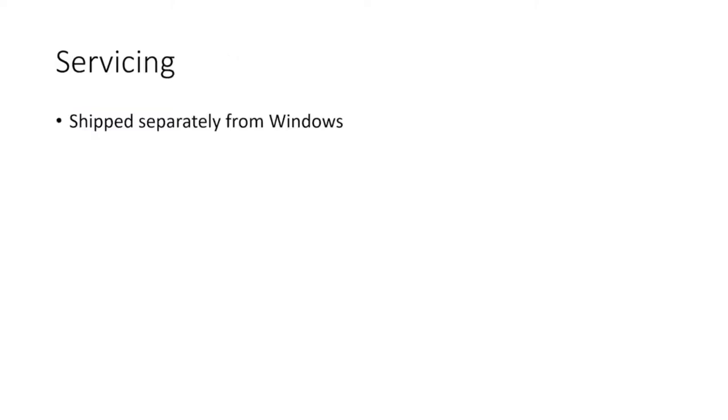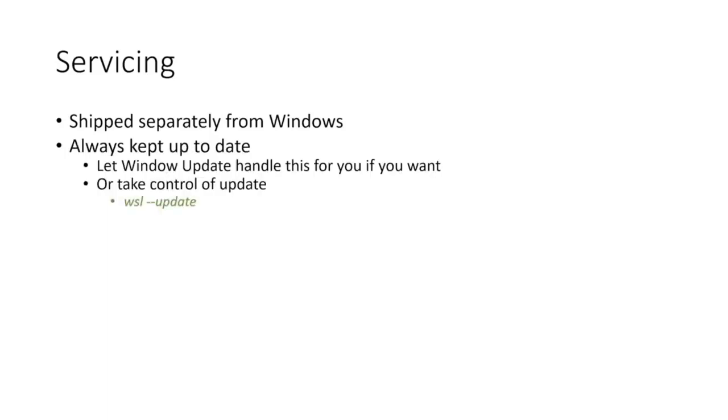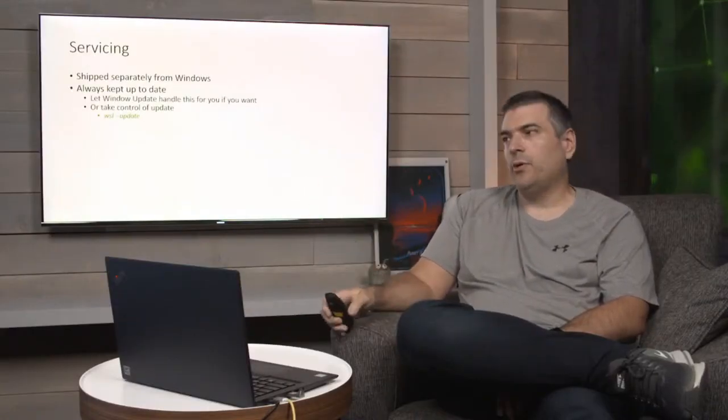In terms of servicing, all of this is actually shipping out of band. So it's not shipping as part of Windows. It can be updated outside of the Windows release cycle, which makes it really interesting for us to be able to update this quickly. It's kept always up to date. There are really two ways to do this. If you just want to let Windows do it, you can go into the settings, Windows Update option. You can say, hey, just have Windows update stuff for me, and we'll take care of it. We'll update it for you, and you don't have to worry about a thing.